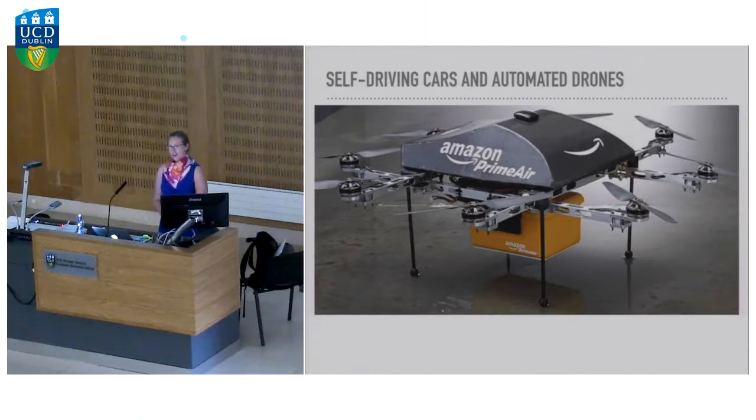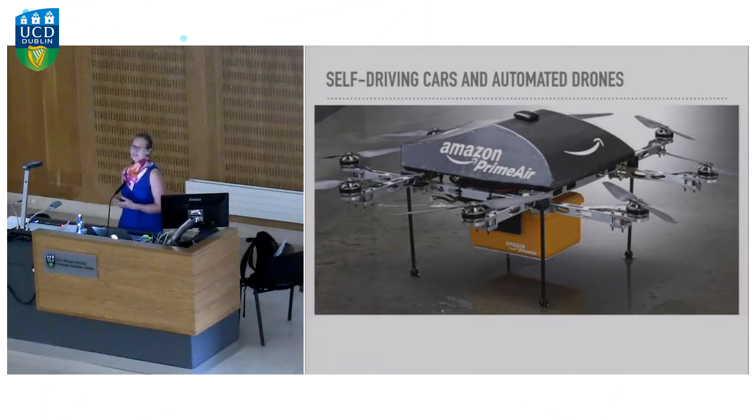Self-driving cars, automated drones are some of the other emerging technologies that are already in the market. We've got RFID tags that track products from when they leave the warehouse to when they arrive on your doorstep. So the idea around these sensors and the Internet of Things is we don't lose the data once it gets to your doorstep.